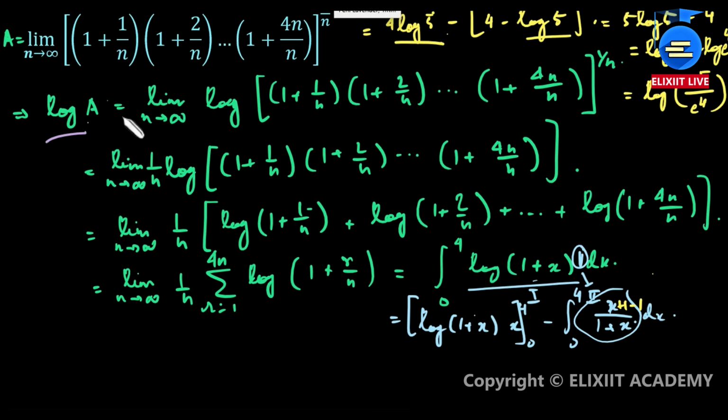Now this is actually log a. Log a is this thing. You have to simplify this, isn't it? Log a is this thing, which means a will be what? 5 to the power 5 by e to the power 4. Isn't it?